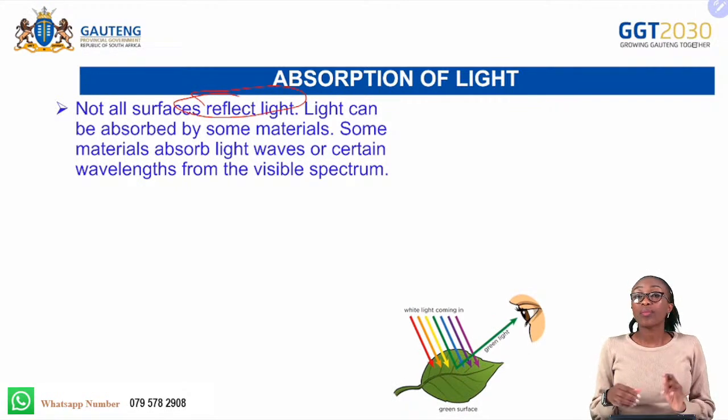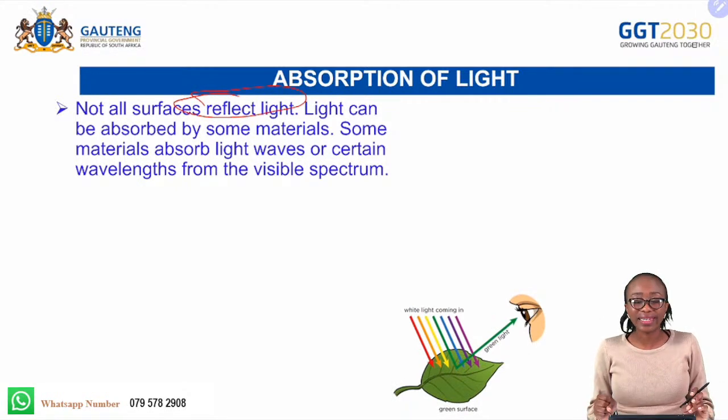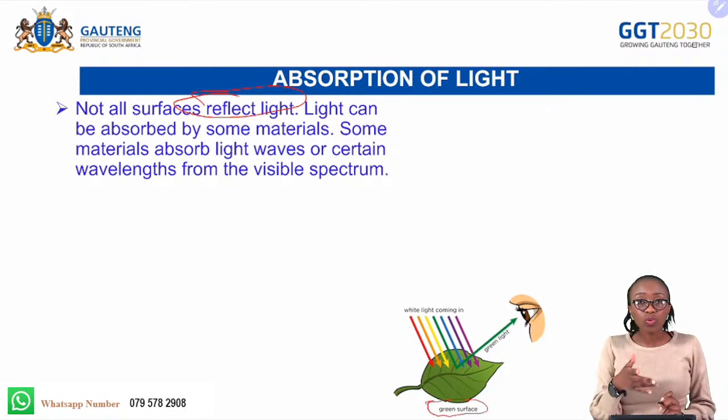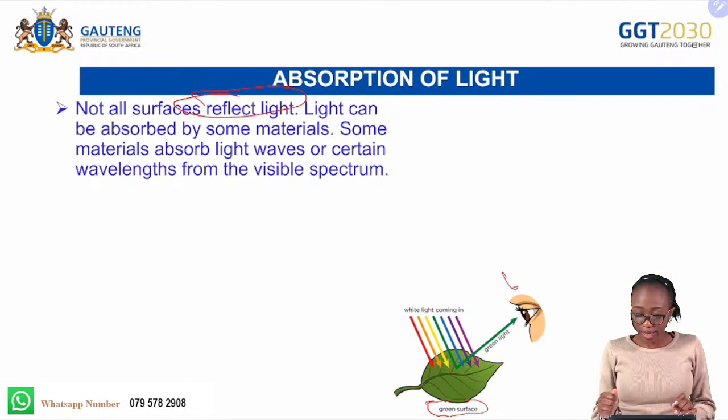Let's look at this person who's looking at a green leaf. Obviously the surface is green. That is the color that this person is seeing. They are seeing a green surface.